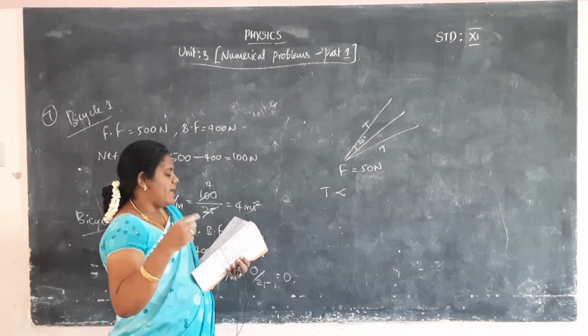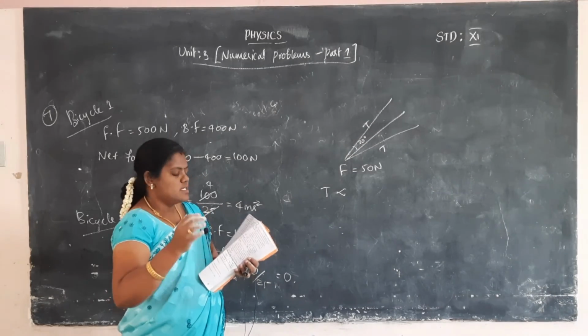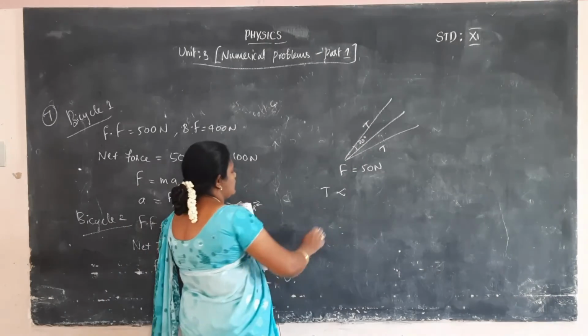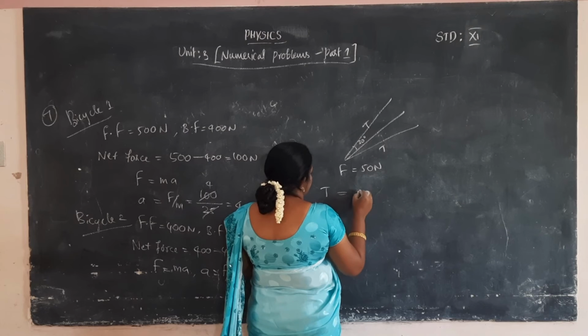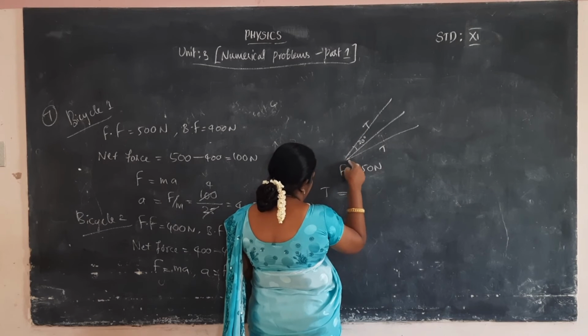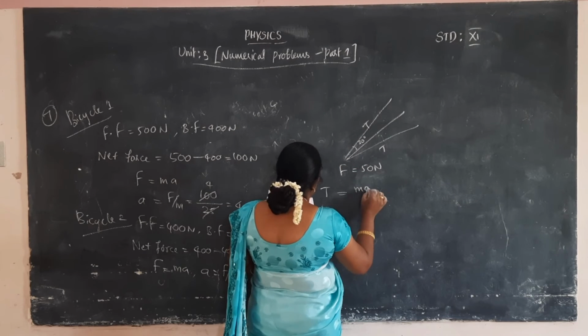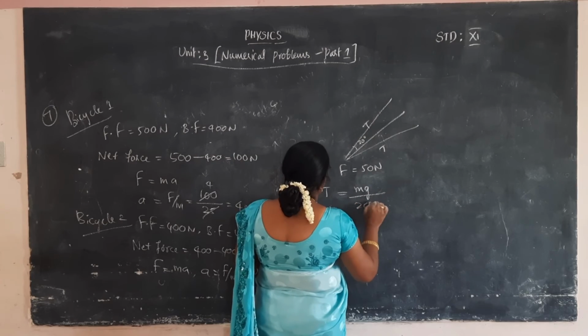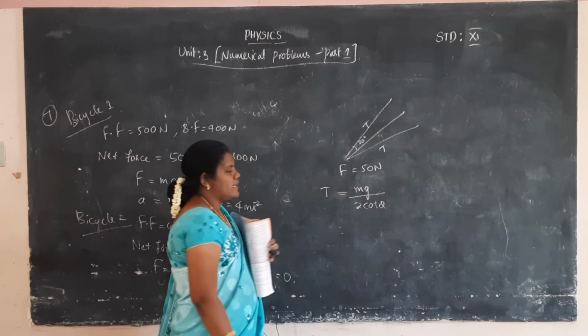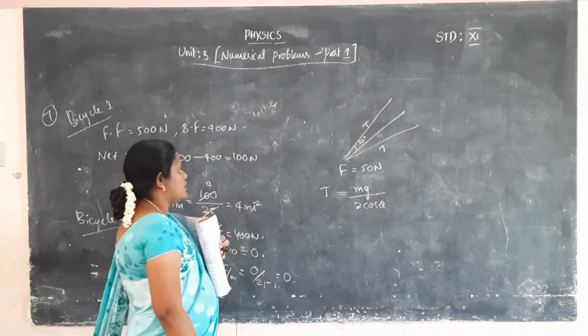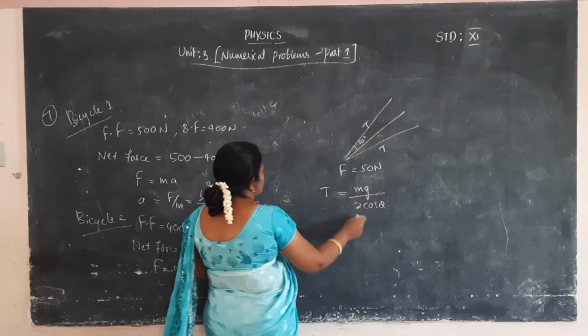So the tension acting in this problem, T is equal to the total weight of the object, that is mg, divided by 2 cos theta. This is the formula for the tension acting on the string. So T is equal to mg by 2 cos theta. So substitute mg by 2 cos theta.